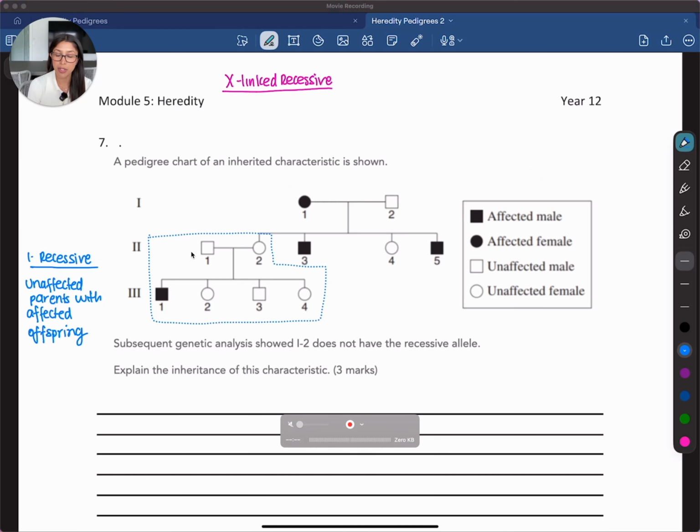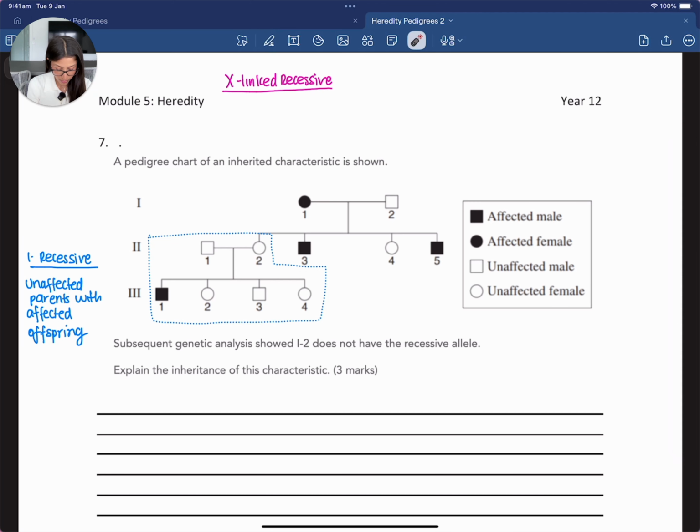So the first step to answering this question, I would start with telling the marker that this condition has to be recessive, since we have 2 unaffected parents here with an affected offspring. Now, simply just stating it like this isn't going to get you the marks. You actually need to be specific with what individuals you're mentioning, and you also need to specifically mention or talk about their genotypes. So be specific.